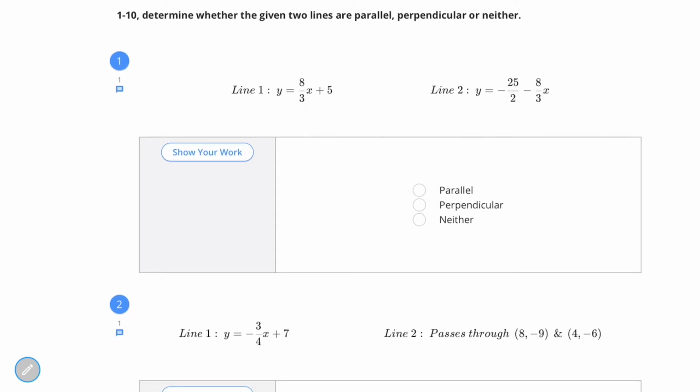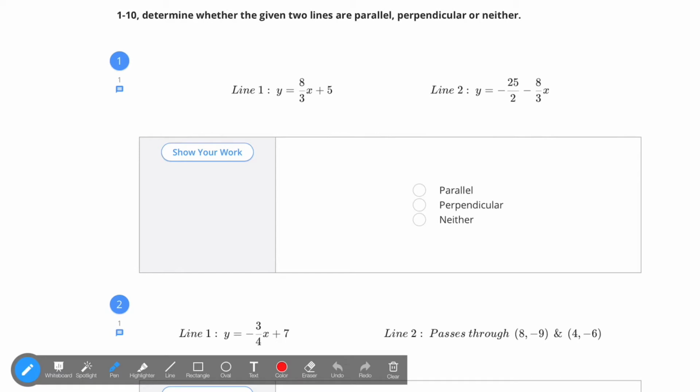Whenever two lines are parallel, they need to have the same slope. If two lines are perpendicular, they need to have the opposite reciprocal slope. Now if none of this happens, then it's neither.